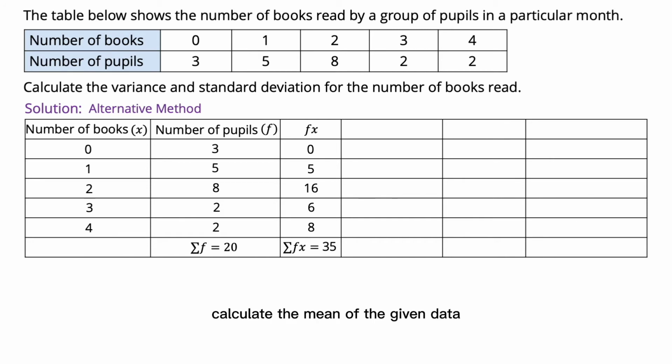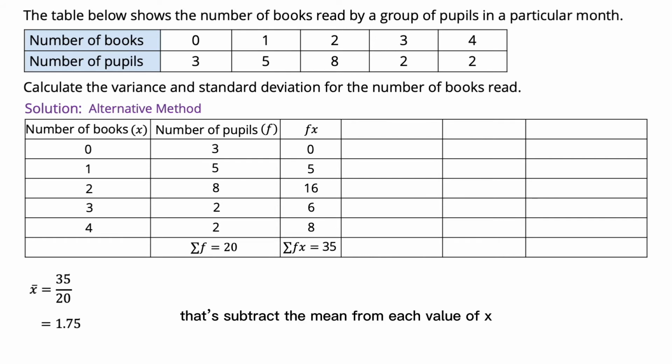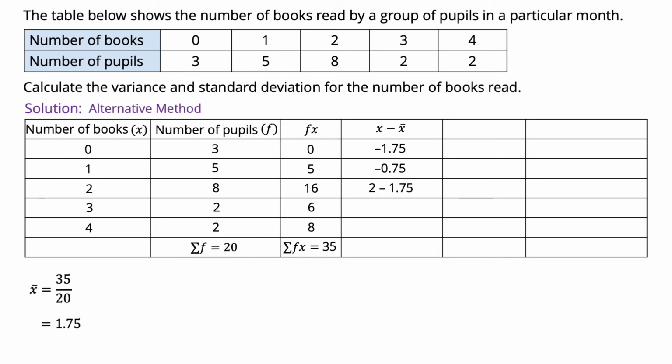Calculate the mean of the given data. Mean equals 35 divided by 20. The mean is 1.75. Now, we are going to find the difference between each data and the mean. That is, subtract the mean from each value of x. 0 minus 1.75 is minus 1.75. 1 minus 1.75 is minus 0.75. 2 minus 1.75 is 0.25. 3 minus 1.75 is 1.25. And 4 minus 1.75 is 2.25.